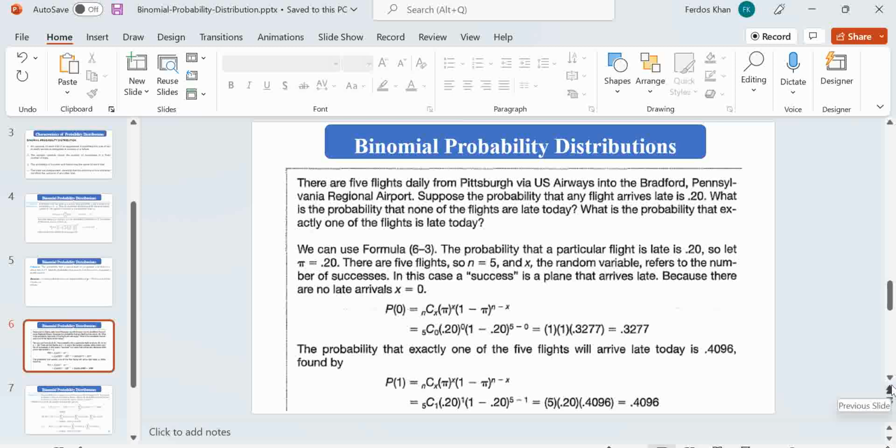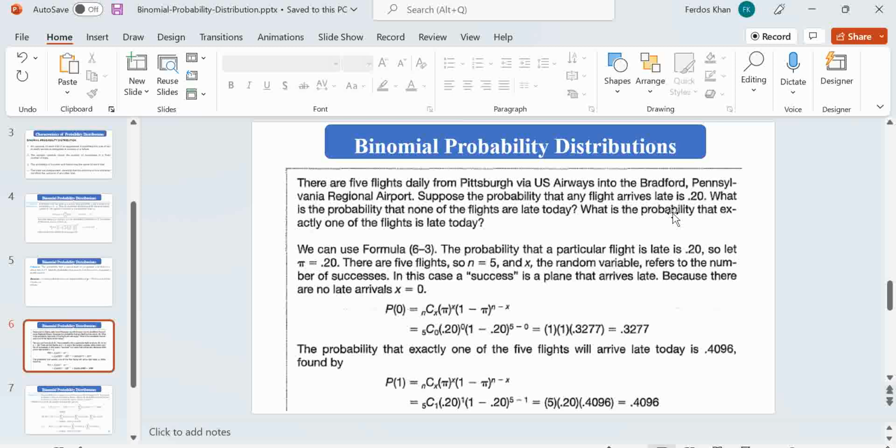This is another problem, which I will solve. I will just read the statement. There are 5 flights daily from Pittsburgh, West USA Airways, into the Bradford, Pennsylvania regional airport. Suppose the probability that the flight arrives late is 0.20. What is the probability that none of the flights are late today? What is the probability that exactly one flight is late today?